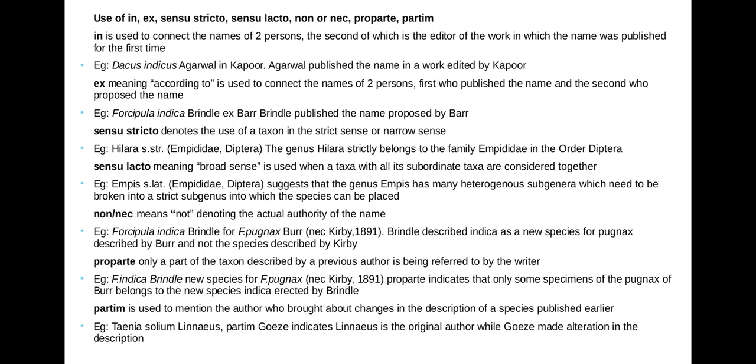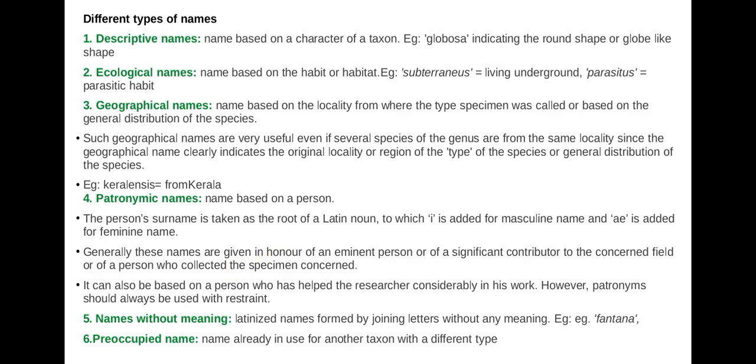Then emendavit is used to mention the author who brought about changes in the description of a species published earlier. Use of in, ex, sensu stricto, sensu lato, non or nec, pro parte and emendavit. There are also some examples associated with this topic. Just read them carefully. Then different types of names, descriptive names: names based on a character of a taxon.